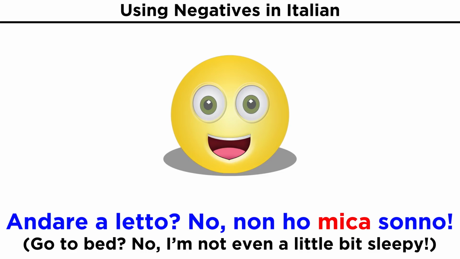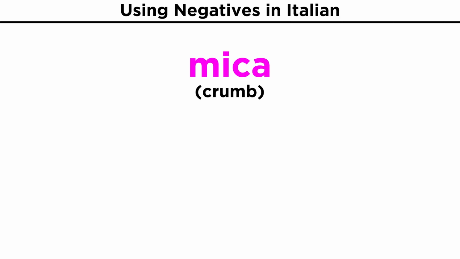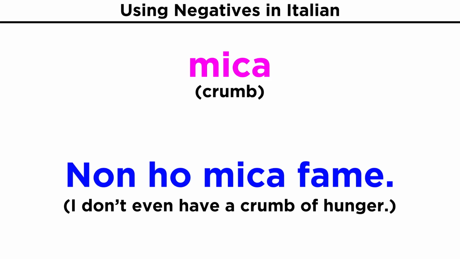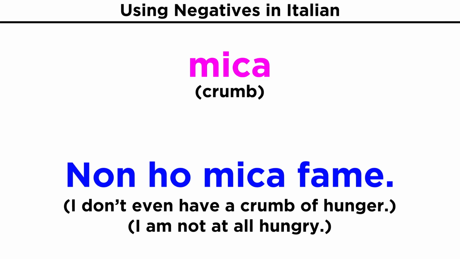This is a cute colloquial expression that is fun to use. The word mica is a Latin word meaning crumb. So if you say something like, non ho mica fame, you are literally saying, I don't even have a crumb of hunger, which means I am not at all hungry.